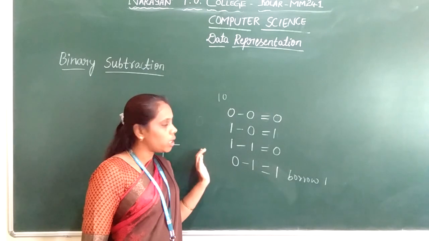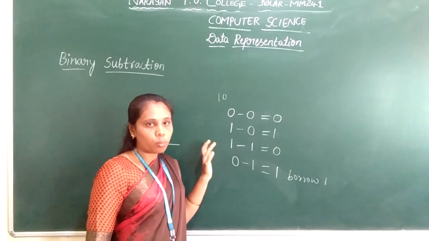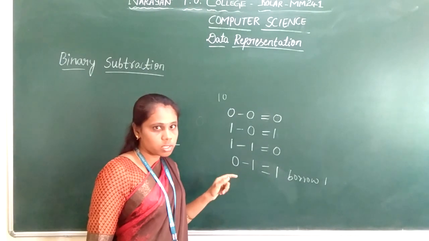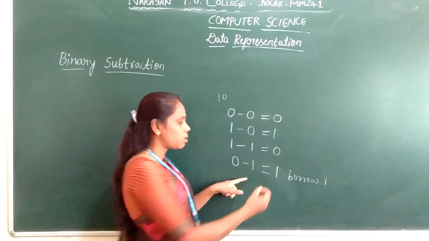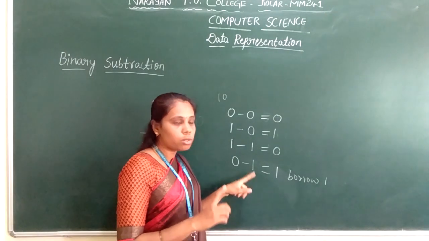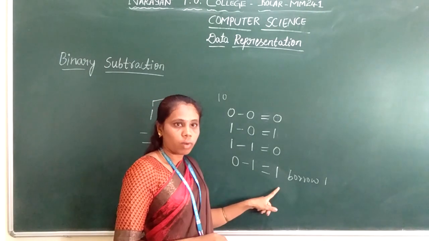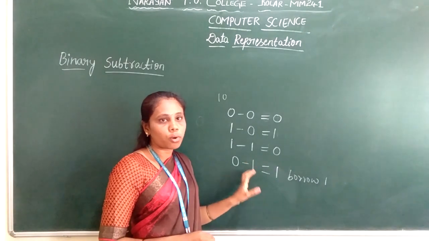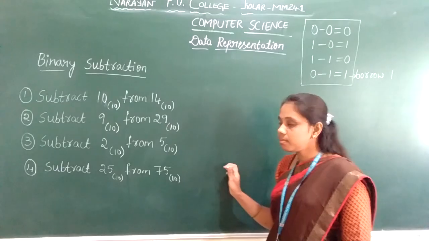In that case, you need to borrow 1 from the next higher position. In that case, in the next position, it will become 2. So 2 minus 1 will be 1. So we will discuss a few problems based on these rules.